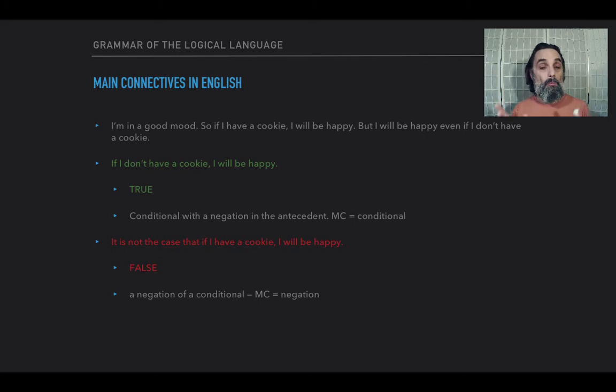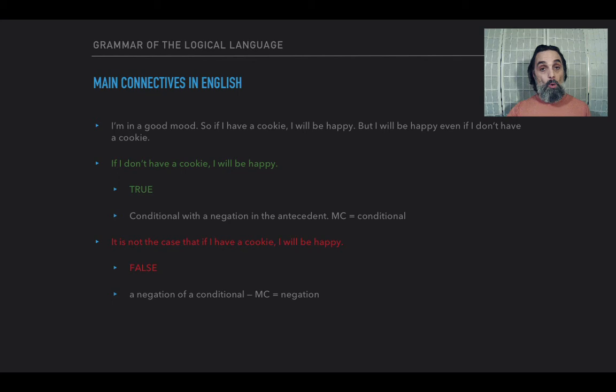That's true, right? Why is that? Well, because I'm in such a good mood, I don't need a cookie to be happy. Good. Now we look at the sentence, it is not the case that if I have a cookie, I will be happy. That's false, right? The sentence, if I have a cookie, I will be happy, that's true, and so the negation of that is false. So in both of these sentences, we have a negation and a conditional, yeah?